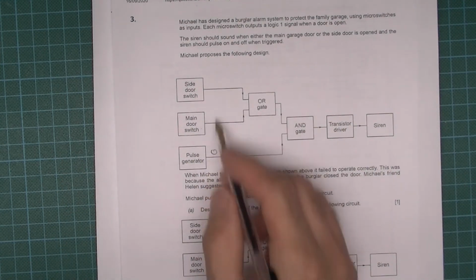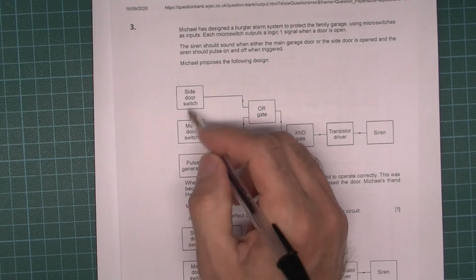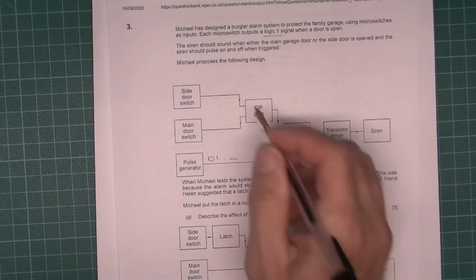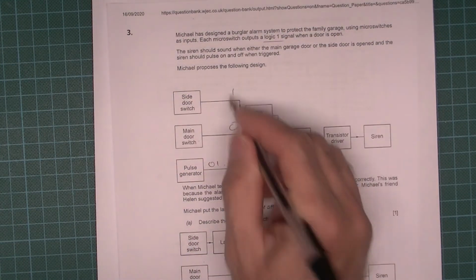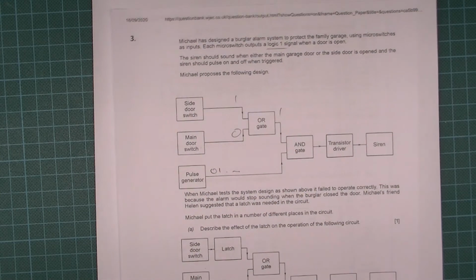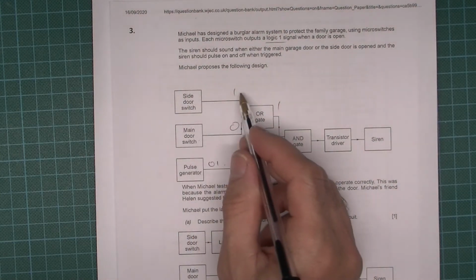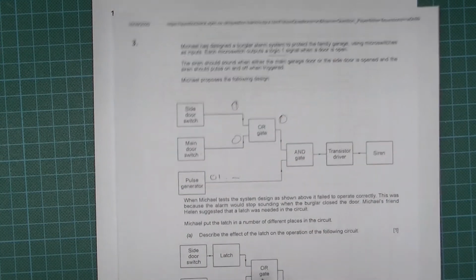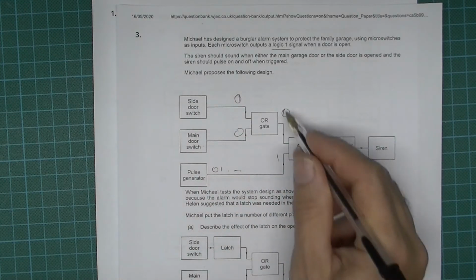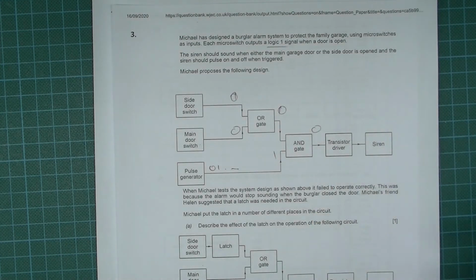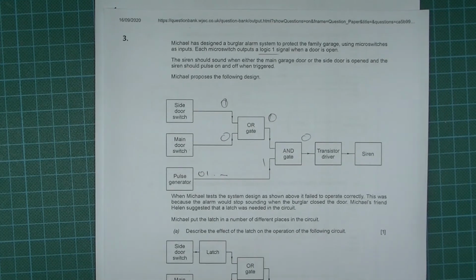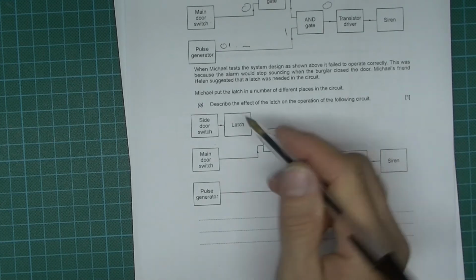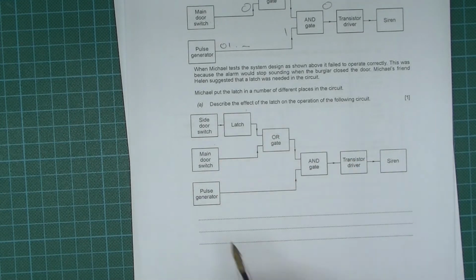If either of the doors are opened, it tells us here logic 1. So for example, maybe that's a 1 and a 0, and then the OR gate, that's going to output a 1. But as soon as you then close this door, then that will go to 0. So that goes to a 0, and a 0 and say a 1 will be a 0, so the siren won't sound. Not what we want at all. We need to describe the effect of this latch.